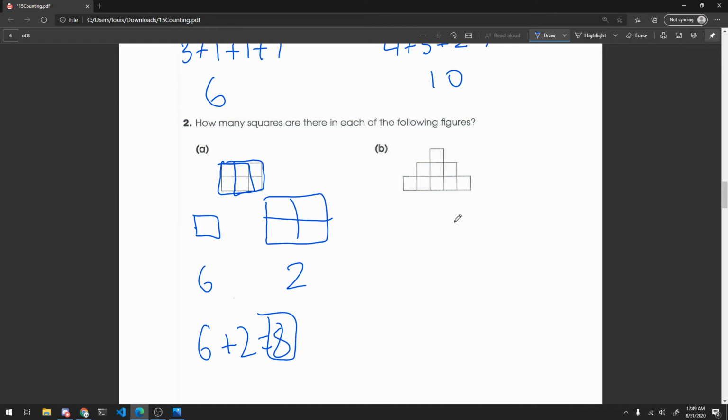And we can use the same strategy here. We can count the little squares and the big squares. For the little squares, we have 1, 2, 3, 4, 5, 6, 7, 8, 9. So we have 9 little squares. And for the 2 by 2 squares, we have 1, 2. 9 plus 2 is 11.